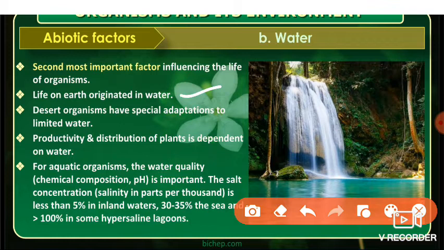Then desert organisms have special adaptations to limited water. Because in deserts the water is very less, they have to adapt to that environment, so many adaptations we can find in desert areas. Productivity and distribution totally depend on water, because if you take plants and humans, the productivity totally depends on water. And if you think of quality, that is chemical composition and pH, it is also very important for plants as well as for animals.